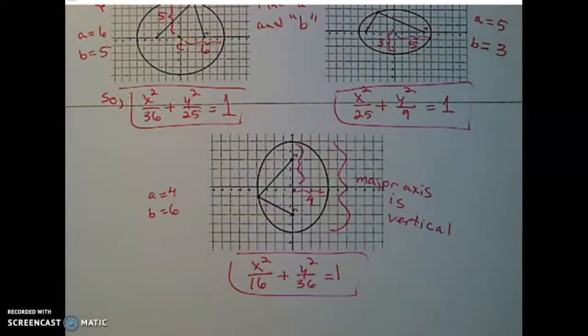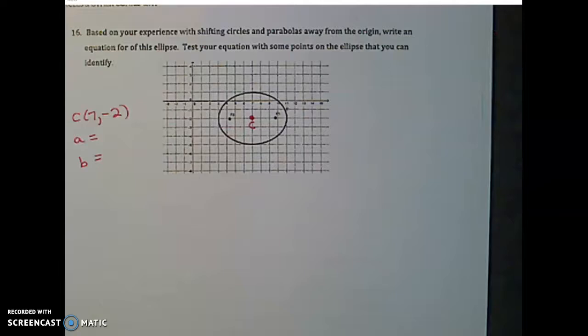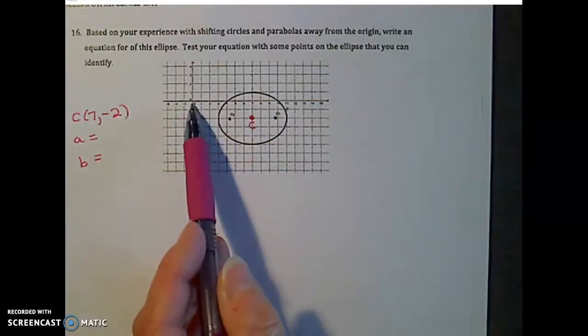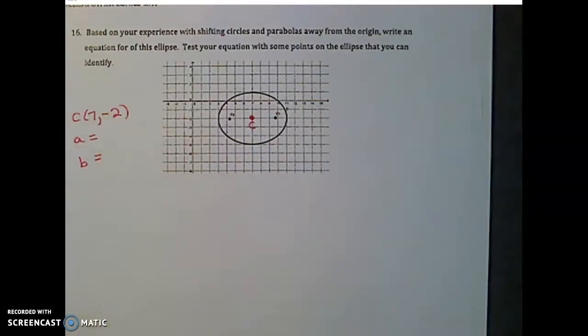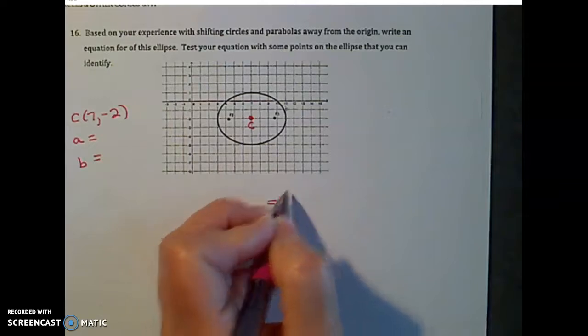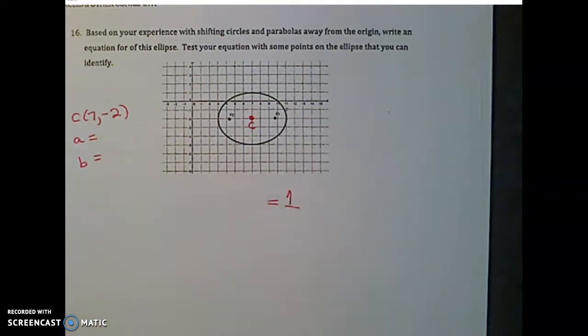Alrighty, let's look at that last case, please. And this is what we shift to tomorrow. What if we move that ellipse away from the center? If we move the center of that ellipse away from the origin, could you guess what the equation of this ellipse might look like based on what we've done with circles and parabolas? Let me pause for a second.